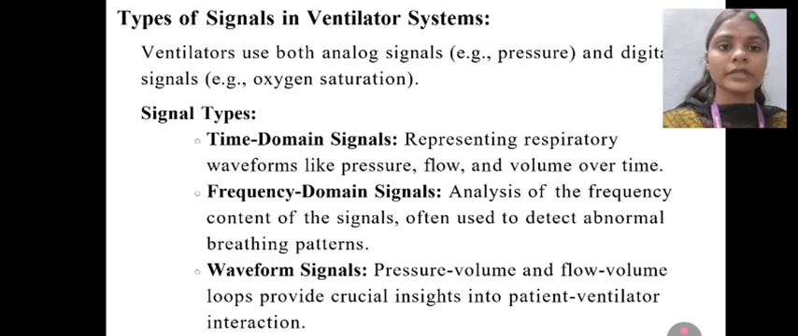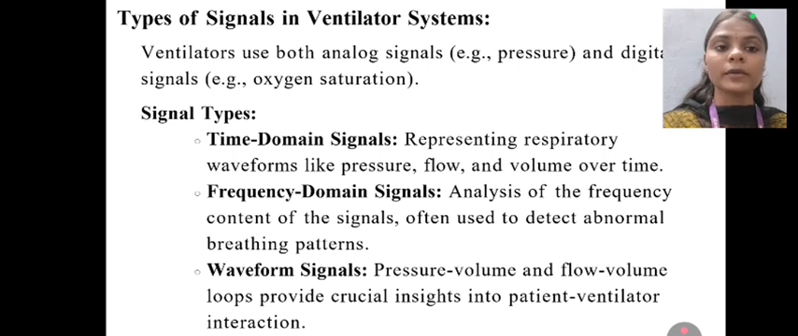So, the types of signals in a ventilator system. The ventilator monitoring system uses both analog and digital signals: analog signals like pressure signals and digital signals like oxygen saturation signals. These are based on three types: time domain signals, frequency domain signals, and waveform signals.